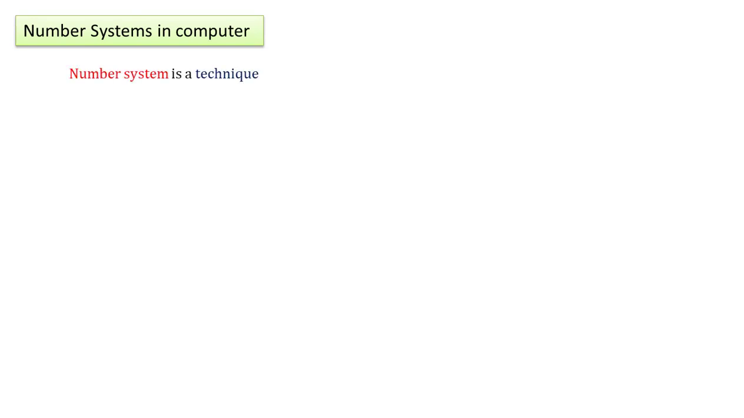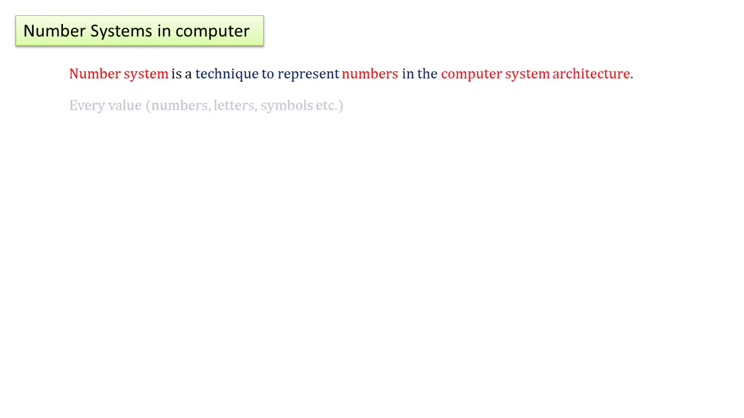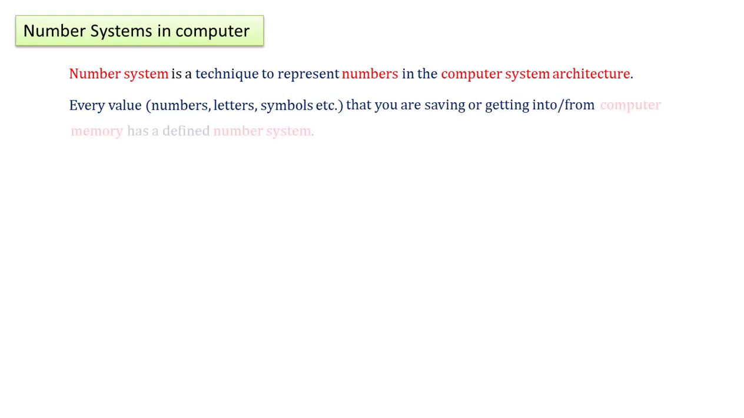So, number system is a technique to represent numbers in the computer system architecture. Every value, numbers, letters, symbols, etc. that you are saving or getting into or from computer memory has a defined number system. In this lecture, we will discuss different types of number systems which are used in computers and also learn how to represent a number in the respective number system.